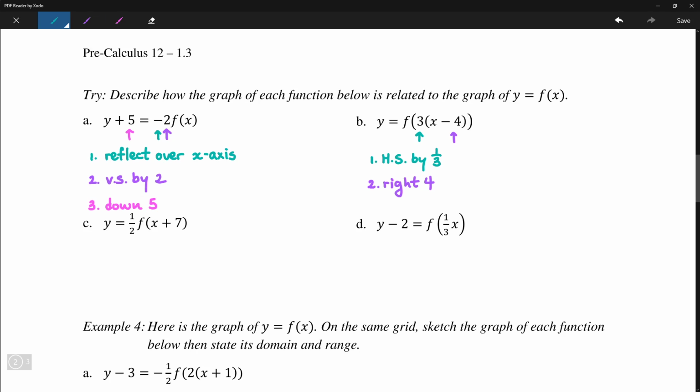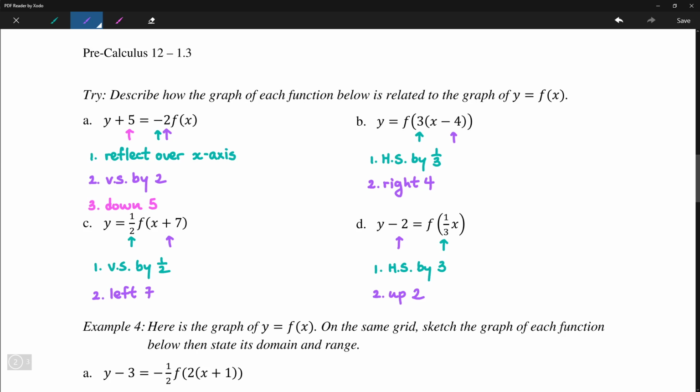Okay, next up, just 2 transformations once again. We have 1/2 and then a +7. The 1/2 is a vertical stretch by 1/2. +7 just means left 7 in this case. Okay, last example also only has 2 transformations, 1/3, and then the -2. So this would be a horizontal stretch by 3, followed by up 2 spaces.